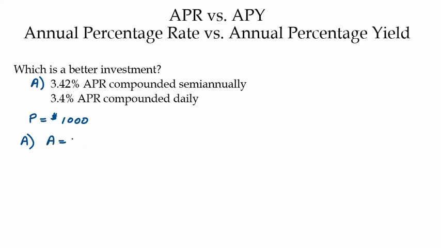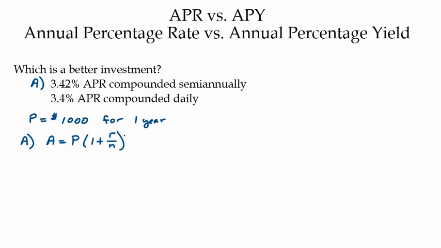For investment A, hopefully you remember your compound interest formula. The amount we have in our account is the principal times 1 plus the rate, the annual percentage rate, divided by the number of compoundings, and then we need to take that to the power of the total number of compoundings. We'll just do this for 1 year. We're going to do both of these investments for 1 year.